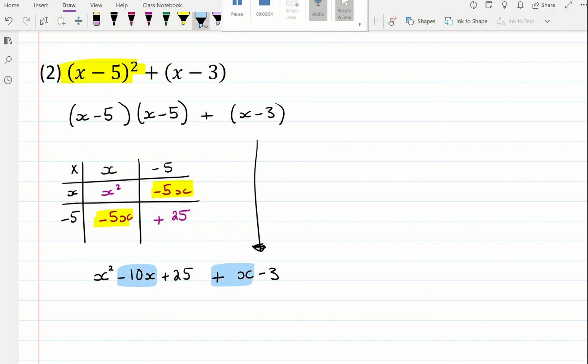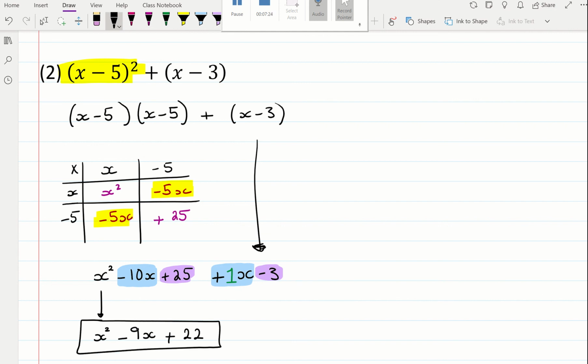Minus 10 add 1. So remember, this is a 1 next to the x. And I always start writing with the x squared. So x squared, and then minus 10 add 1 is minus 9x. And then I've got plus 25, take away 3. So that is 25 take away 3, which is a positive 22. And that's your final answer.